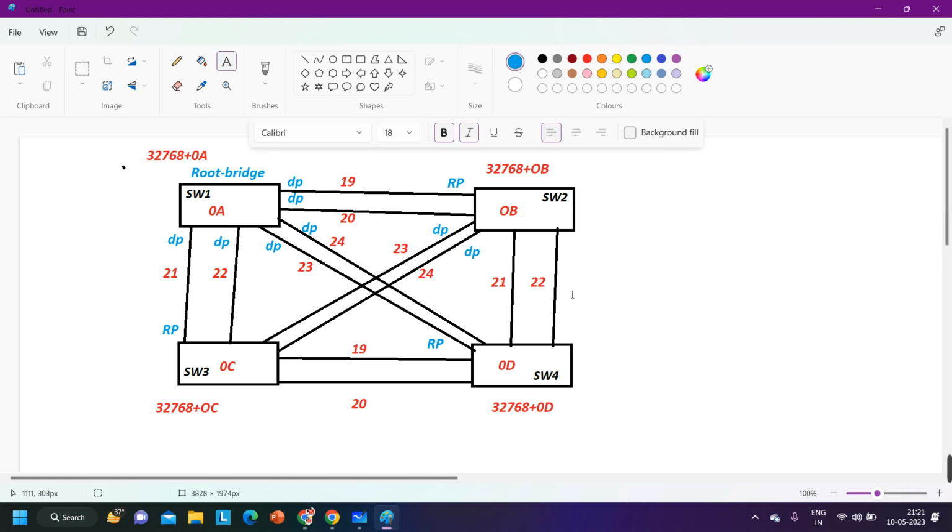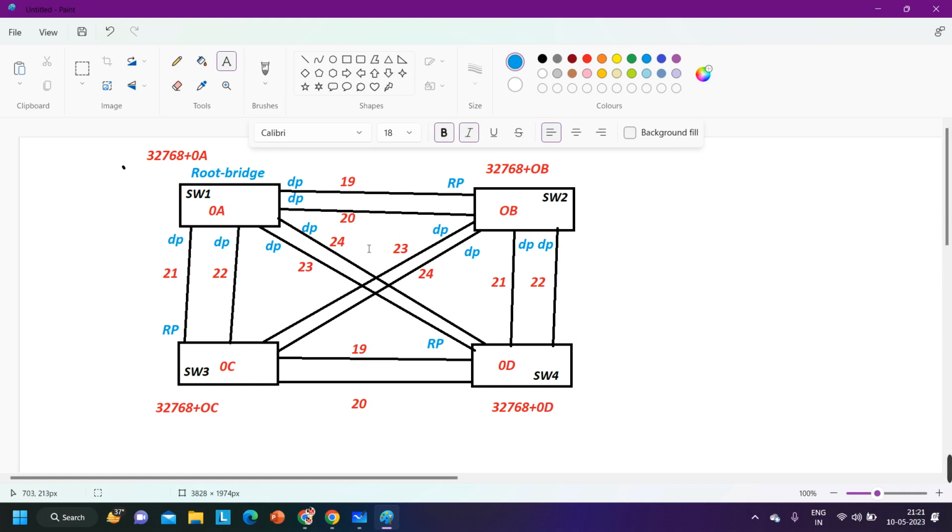Now let's talk about 21 and 22. Switch 2 will become DP. On this port, this will become DP. This will also become DP. Between switch 3 and switch 4 also we have to find, right?